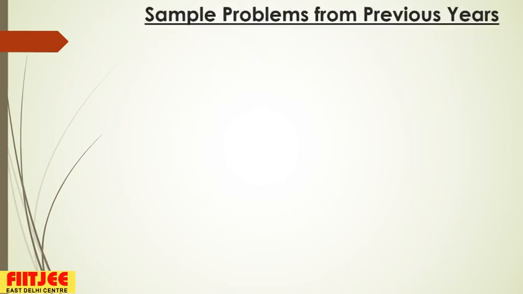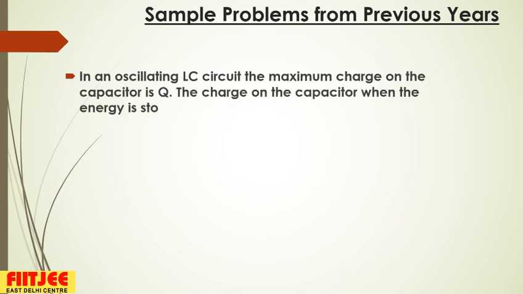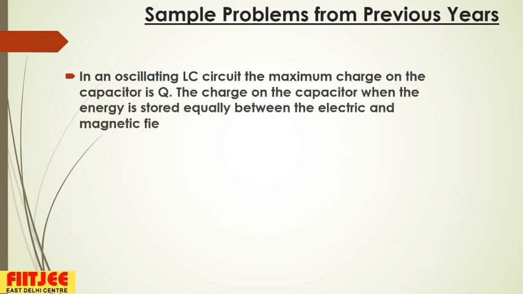Now we'll discuss some previous year's sample problems which were asked in the mains exam. The first question is: in an oscillating LC circuit, the maximum charge on the capacitor is capital Q. The charge on the capacitor when the energy is stored equally between the electric and magnetic field is. Here four options are given.